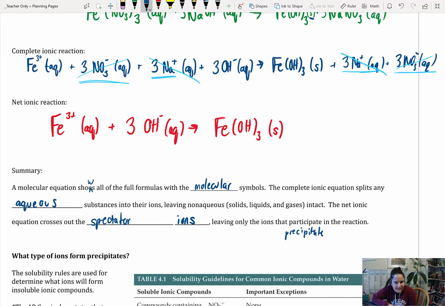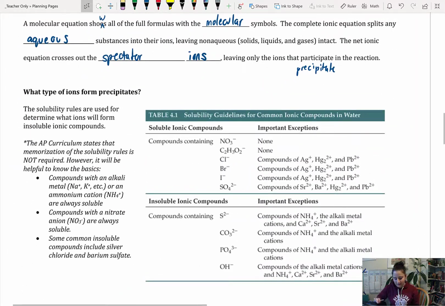So what ions precipitate? What ions will form this solid? Prior to this, we said, oh, if it's ionic, it dissociates. That was a lie, okay? Now we need to get into something called the solubility rules. The solubility rules are what's used to determine what ions will form insoluble or solid ionic compounds, okay?